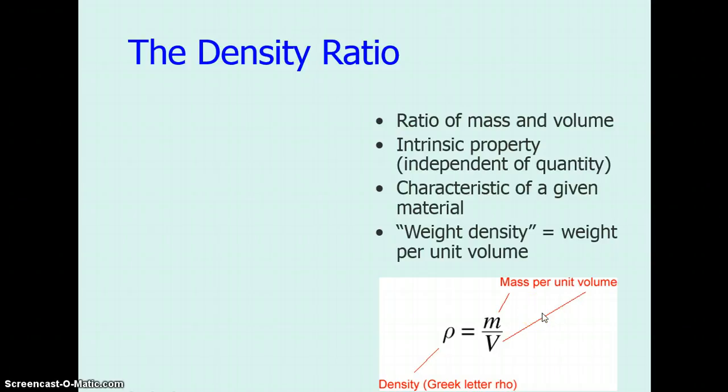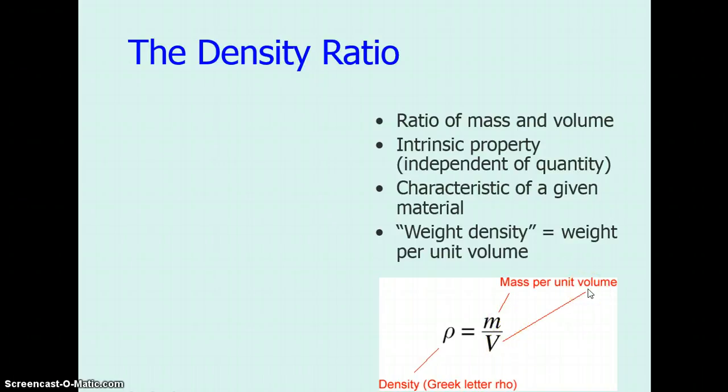Anytime we have equations, it's good to know what the units are and to stick with the proper units. The mass here is usually measured in grams. The volume is measured in cubic centimeters, centimeters raised to the 3rd power. In hospital settings, for example, they use cc's, which stands for cubic centimeters. It's the same thing. So the density would be in the units of grams per cubic centimeter.